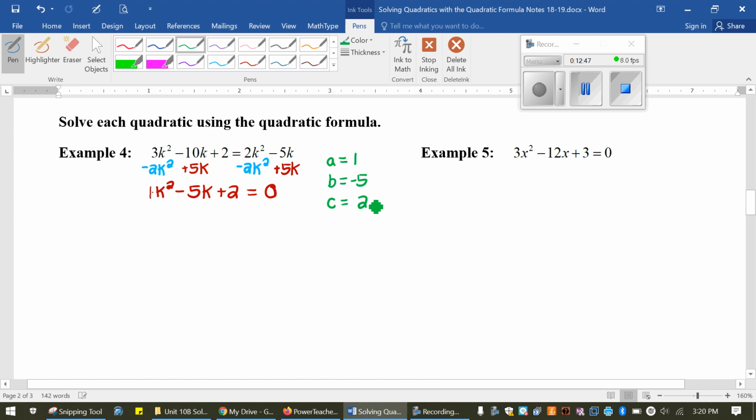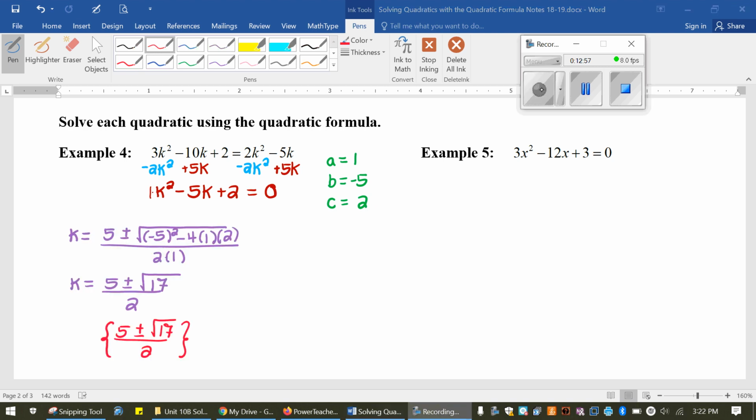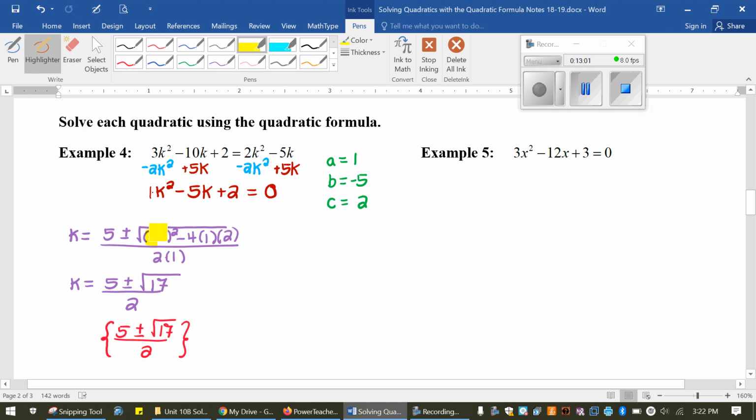So I want you to pause the video right now, and I want you to type quad formula on number 4, and then unpause the video when you're done. Okay, so here's our answer to number 4. Again, type, and you should get a 17 there. Square factor.